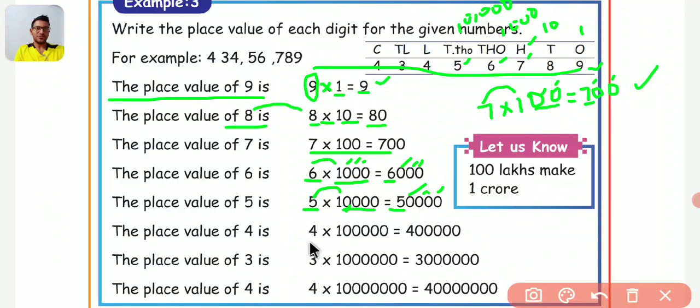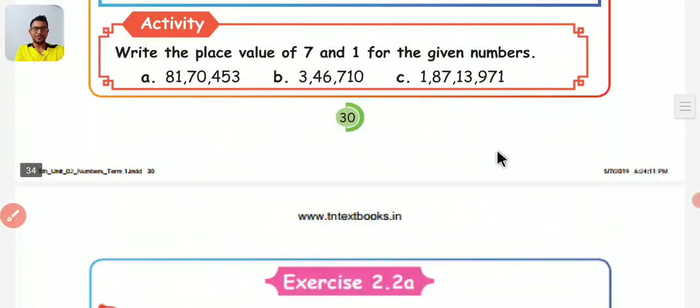Remaining, the place value of 4 is in the lakh place. 4 cross 1 lakh. Lakh means 1 lakh. You have to write the lakh. Next is the 3, in the ten lakh place, this is 10 lakh. Next one, 4 cross crore, this is 1 crore. You just multiply by that place. First you write the number and the multiplication symbol cross, then you write the place value. That's all. 100 lakhs make 1 crore, for your information.